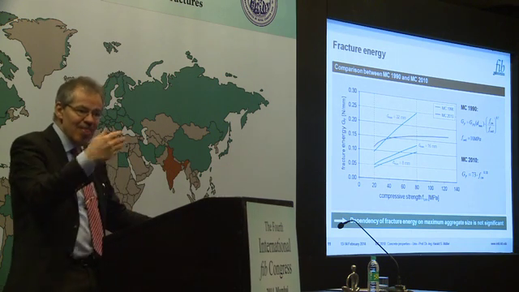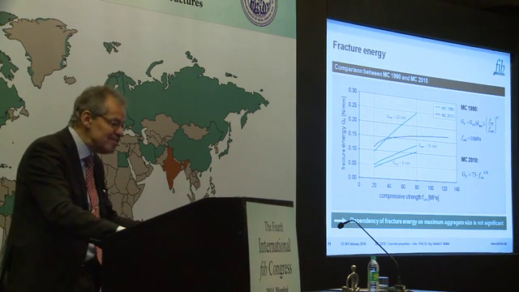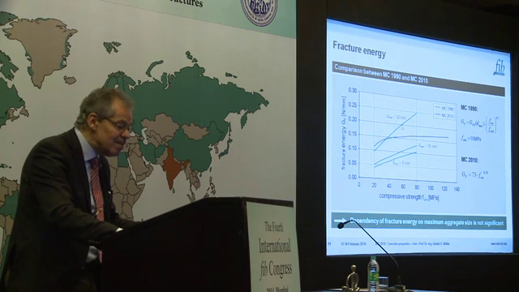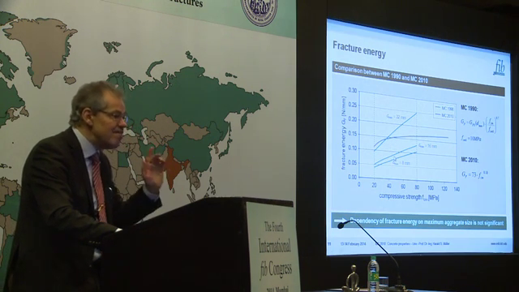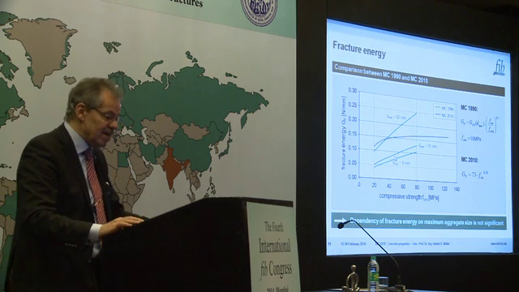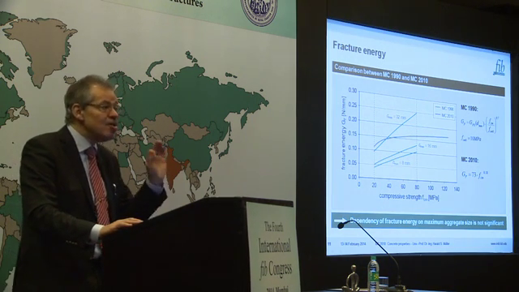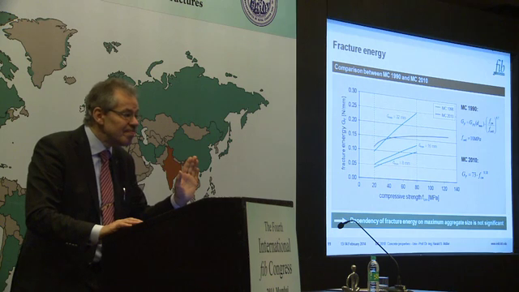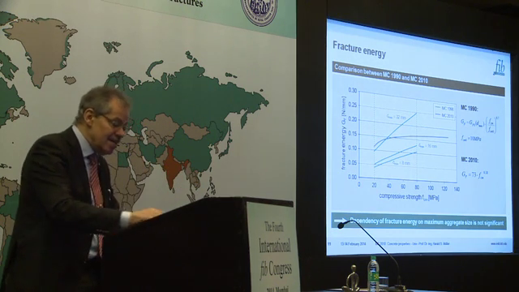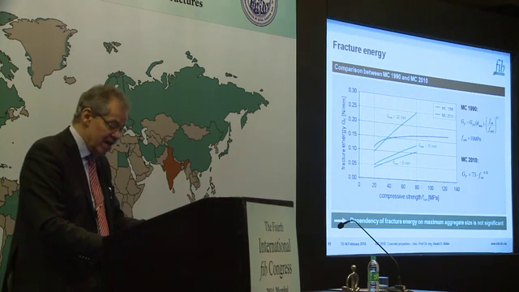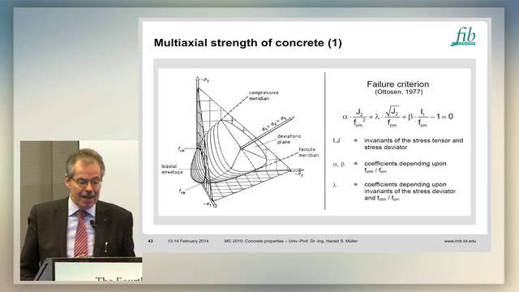Cervenka ran the first finite element calculations using the old model code with the different values, and now the new model code, where you see, for example, double the fracture energy if you have only an aggregate size of 8 or 16 millimeter. But the new curve is the right one. Experimental data show that it is the right way to predict it.